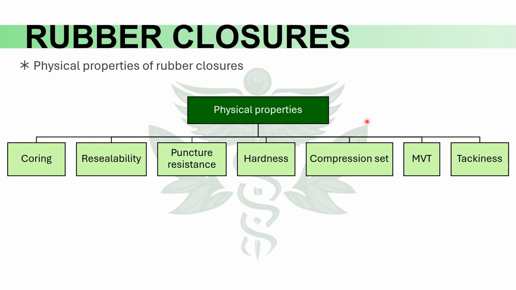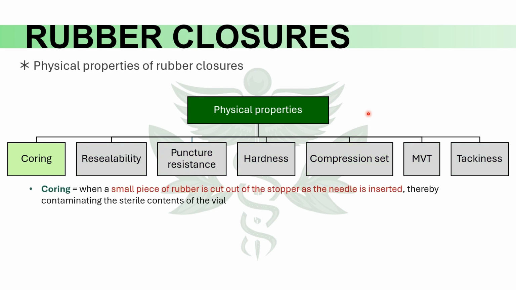Now that we've finished talking about the basic composition of rubber stoppers, it's important for us to understand the physical properties of rubber so that we can manufacture high-quality rubber stoppers which won't cause us problems once we begin to use them. Let's begin with coring.